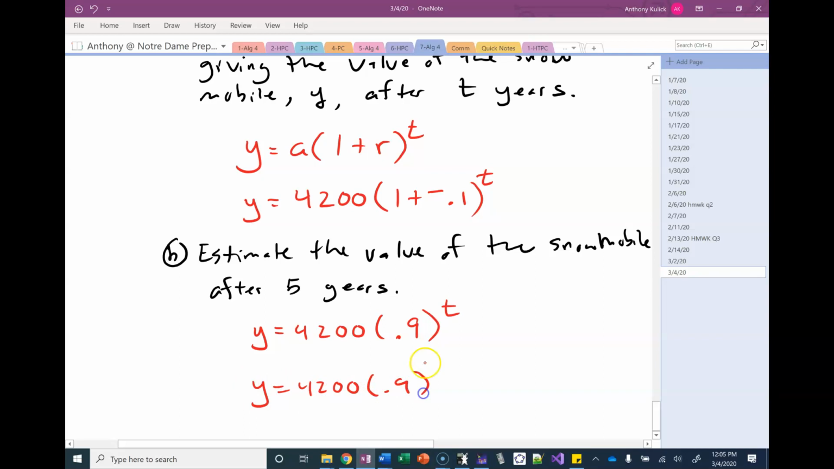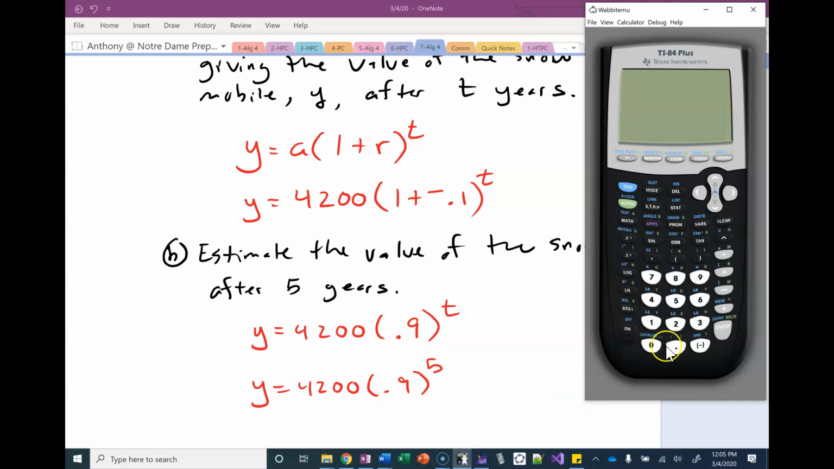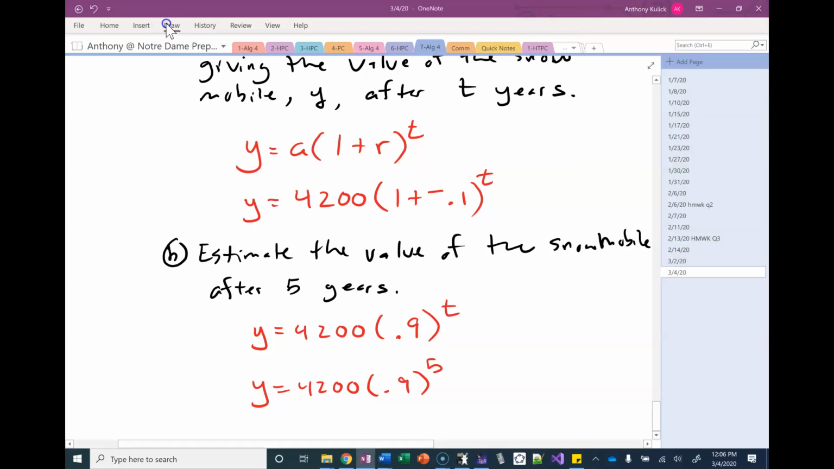So here it was a little bit nicer because they told you the length of time. They didn't give you dates, so you didn't have to find t. It was just what it was, right? Okay, so we'll go to our calculator, and we'll do 4,200 times 0.9 to the 5th. And we get 2,480. How should I round that number, I guess?